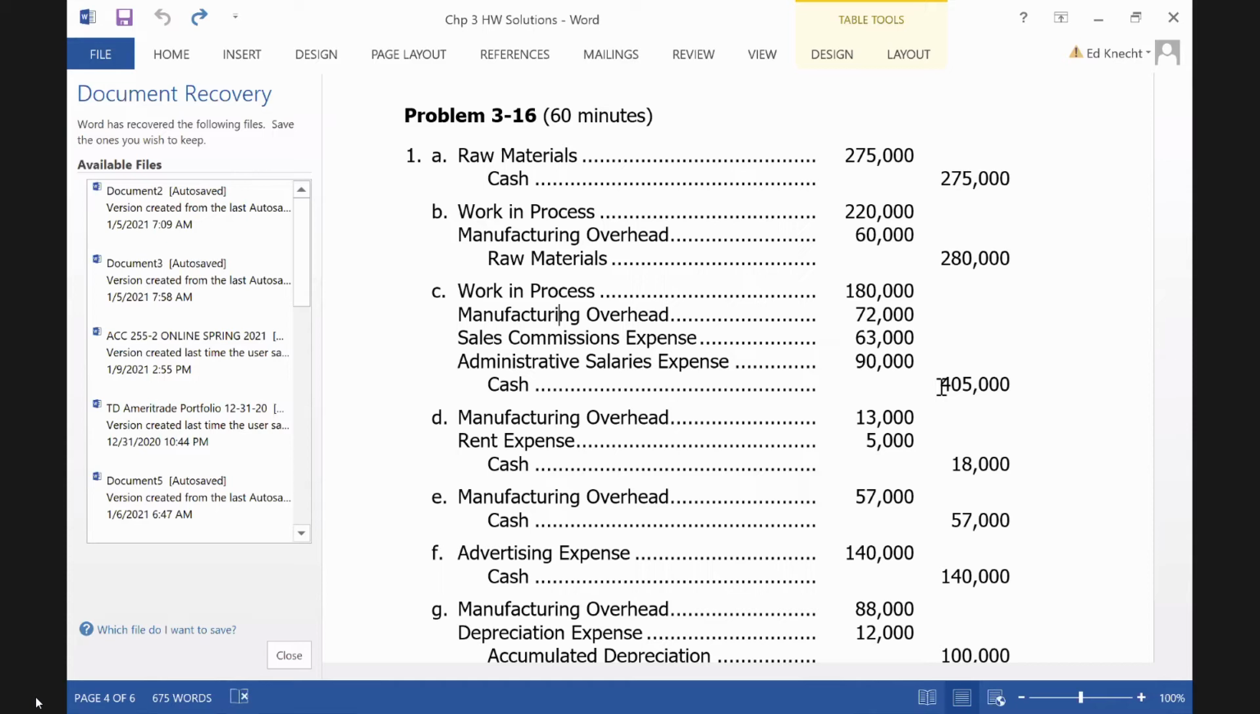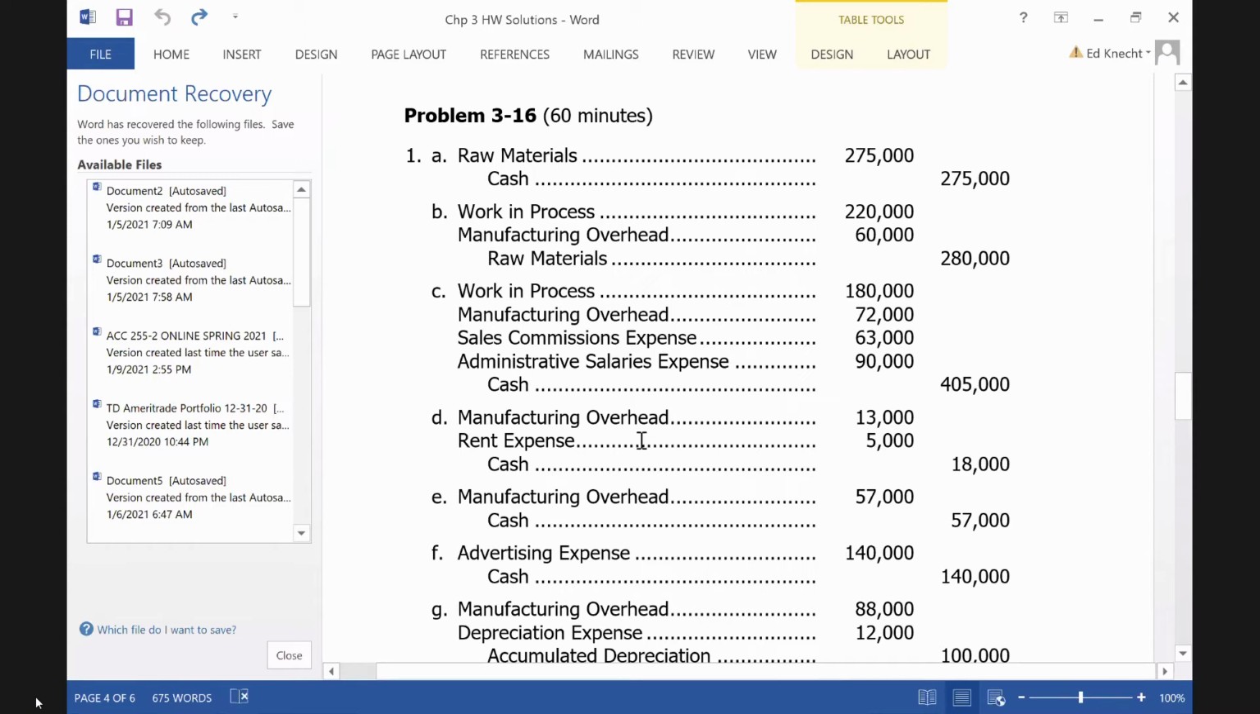Okay, now where are we? Did we leave off with C? We did C, didn't we? Now we're on to D. We paid cash for rent during the year, $18,000. $13,000 related to the factory operation. The remainder related to selling and administrative.